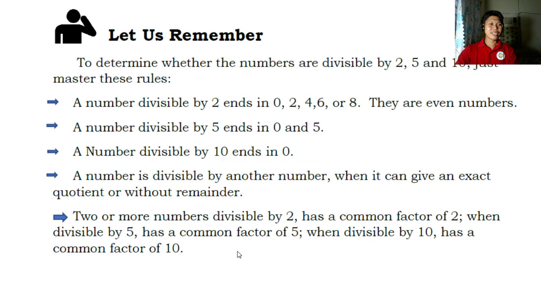Okay, so, let us remember, ito yung ating tandaan. The divisibility rules for 2, 5, and 10: if it ends with 0, 2, 4, 6, 8, or even numbers, pwede sa 2. Pag 0 or 5, pwede sa 5. Pag it ends with 0, pwede sa 10. Okay? A number is divisible by another number when it can give an exact quotient without a remainder, or the remainder is 0. 2 or more numbers divisible by 2 has a common factor of 2. When divisible by 5 has a common factor of 5, kung 10 rin is a common factor is 10. So, yun yung tinatawag nating common factors.